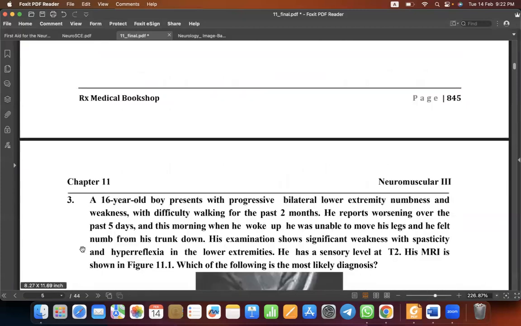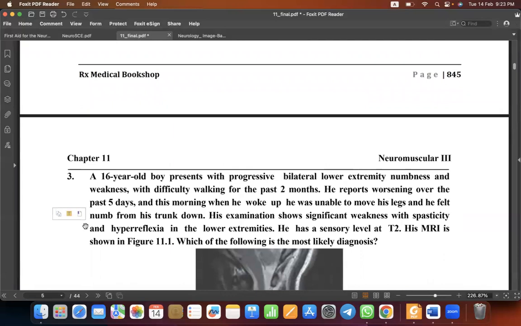Now, the next question. A 16-year-old boy having progressive bilateral lower extremity numbness and weakness. So there is bilateral lower extremity numbness, also weakness, and difficulty in walking for a couple of months. He reports worsening over the last 5 days. And this morning, when he woke up, he was unable to move his legs and felt numb from the tongue down. Okay, so there is some numbness and also difficulty in walking for the last couple of months.